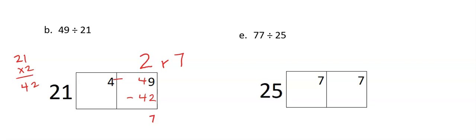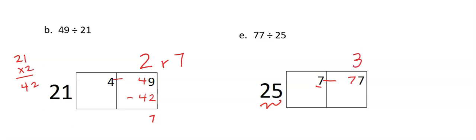This time I have 77 and I'm dividing it by 25. How many groups of 25 can I get out of 7? Well, I can't get any out of 7, so I move that over. How many groups of 25 can I get out of 77? Well, whenever I see the number 25, I like to think of quarters because those are easy for me to add. I know that 3 quarters is 75, so that would be 3 groups of 25.